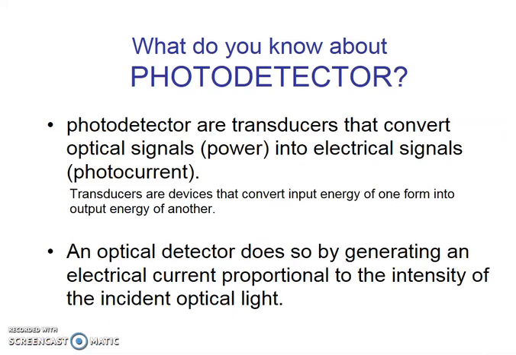Okay, so what do you know about photodetectors? Okay, photodetectors are transducers that converts optical signals in terms of power into electrical signals in terms of photocurrents. So, what is the transducers? Transducers are devices that converts input energy of one form into output energy of another form. Okay, so by generating electrical current proportional to the intensity of the incidence optical lights. The higher the, ataupun the brighter the lights, the higher the electrical current will be produced.